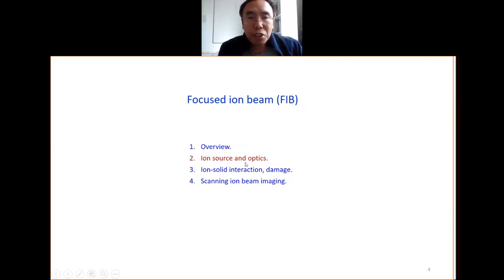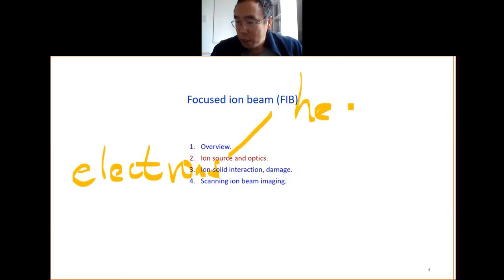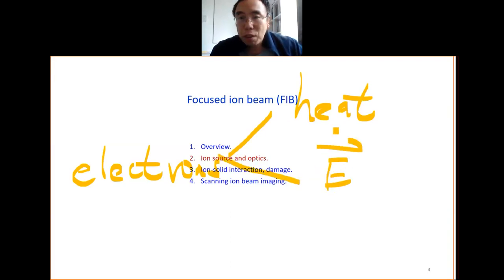So now let's look at the ion source and ion optics. So we look to generate electrons. To generate electrons, there are two ways. One is the heat, so we can heat up. Another way is the electrical field. So we can either use high temperature or we can use high electrical field to generate electrons. For the case of ions, we can also use high electrical field, but we cannot use heat, because if we heat up the material, the material will be vaporized.